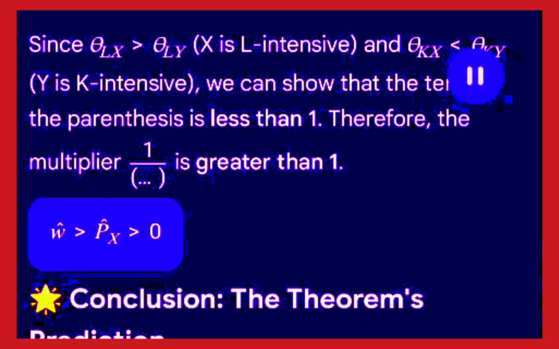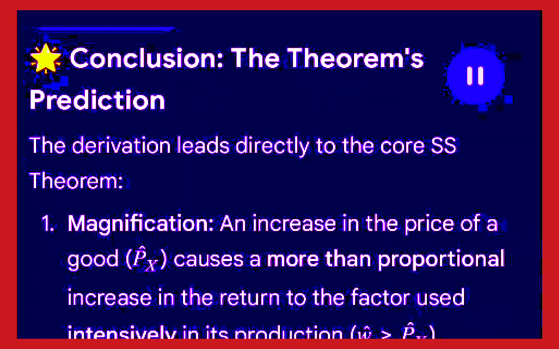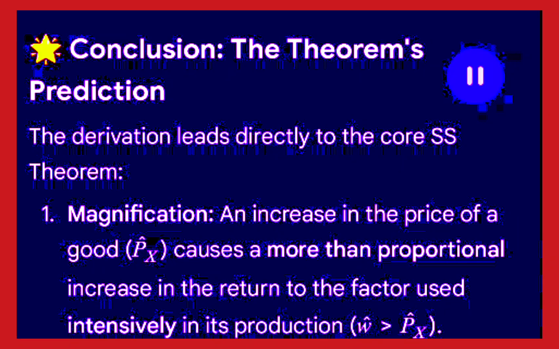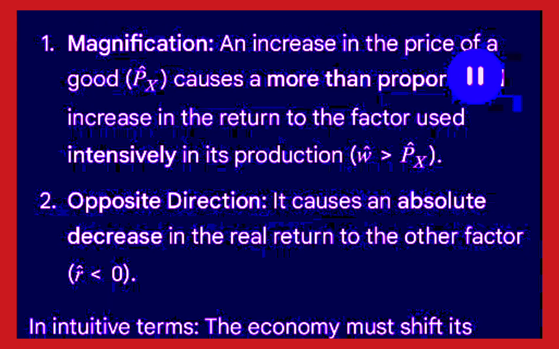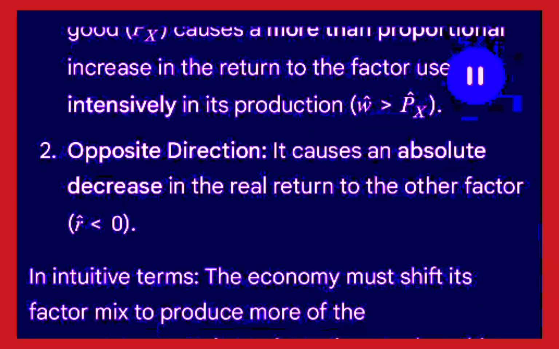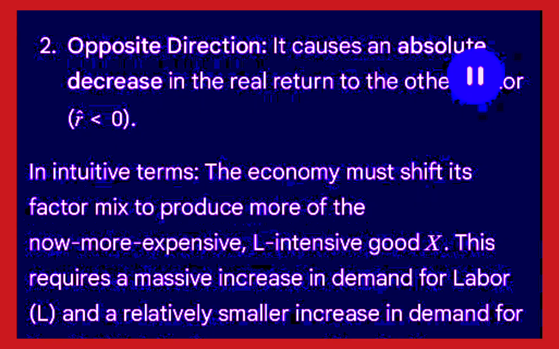Conclusion: the theorem's prediction. The derivation leads directly to the core SS theorem. 1. Magnification. An increase in the price of a good, P-hat_X, causes a more than proportional increase in the return to the factor used intensively in its production, W-hat greater than P-hat_X. 2. Opposite direction. It causes an absolute decrease in the real return to the other factor, R-hat less than 0.